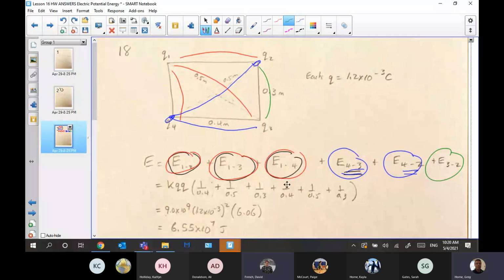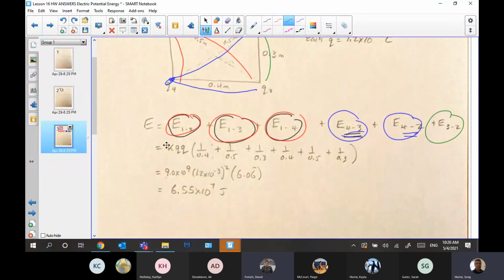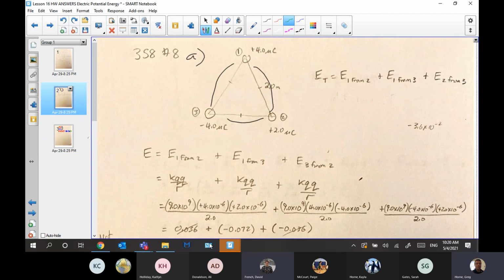Yep. So this is the one where I said, you can just common factor out, and you don't have to type in 9.0 times 10 to the 9 and 1.2 times 10 to the negative 3 and so on over and over again. You can just common factor those all out, and then get all of these divided by r's combined to be a 6.06 repeated and get your final answer. Yeah, so these are just energy, just 8A.